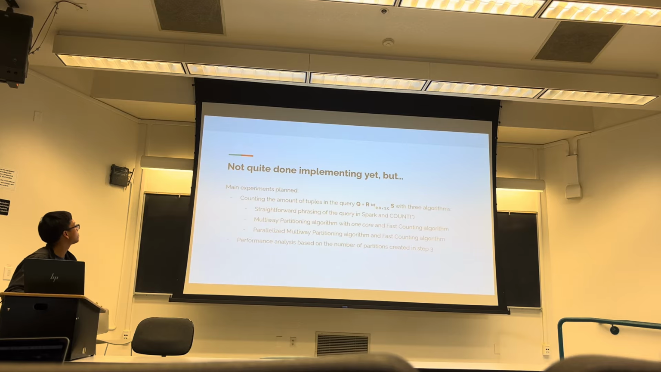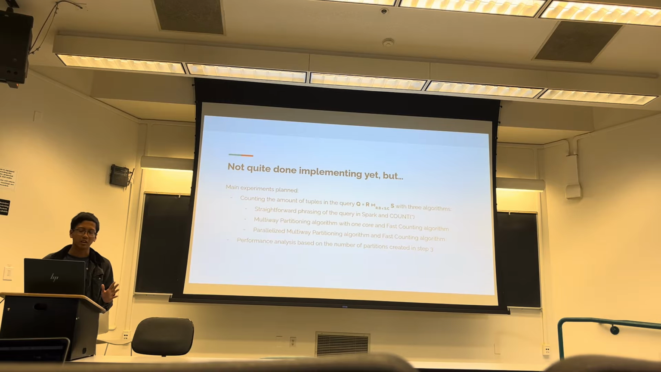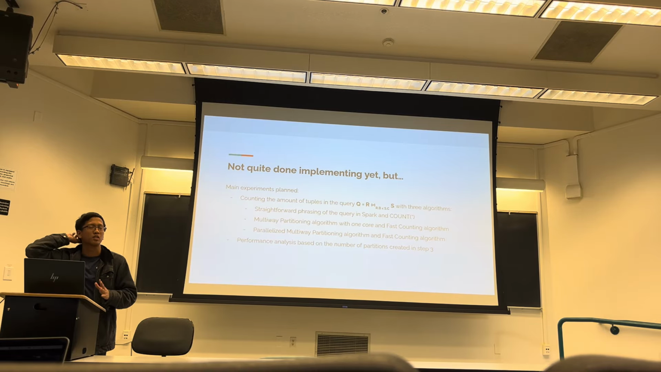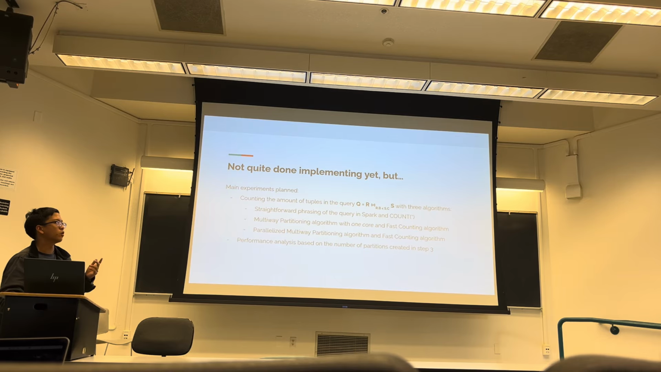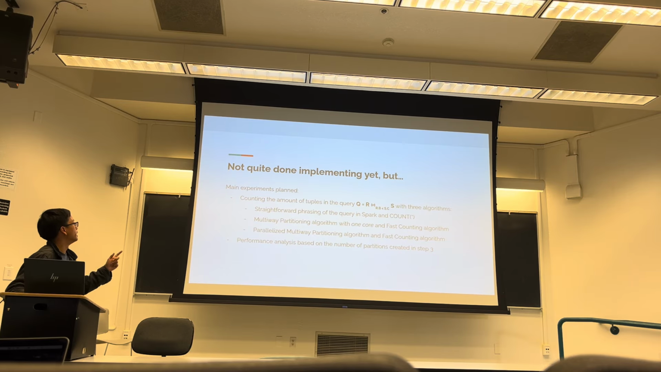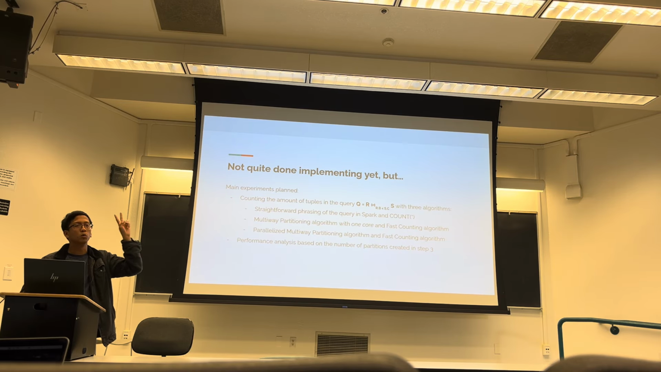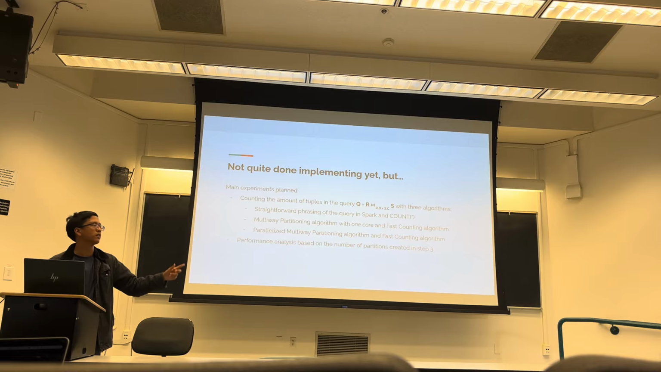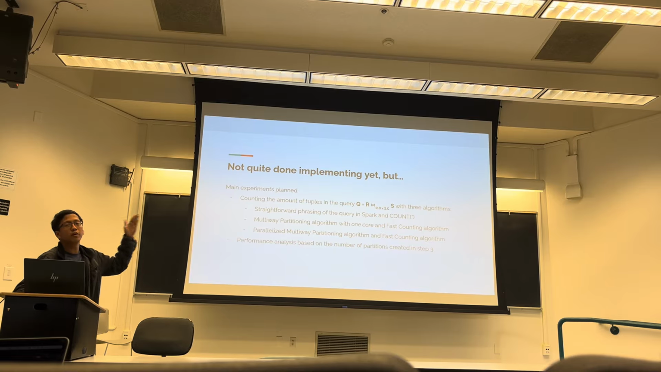Of course, as I mentioned earlier, I'm not quite finished with the implementation. It's going all right, but I already have my experiments laid out. In order to test that this parallelized implementation actually works, we can just do the simple 2-relation inequality join, right? With the straightforward phrasing of the query and just running count on it.